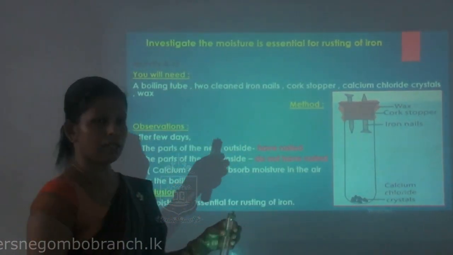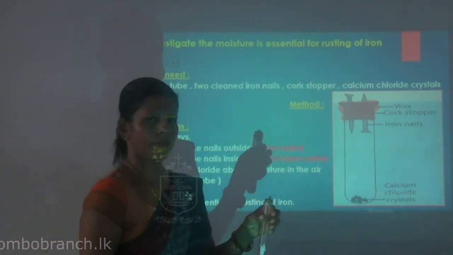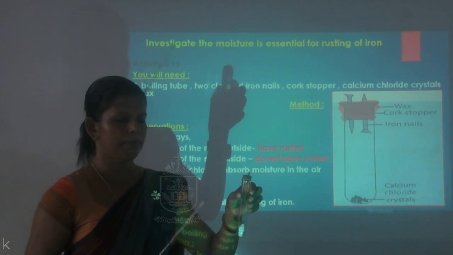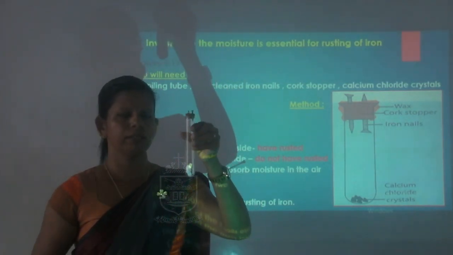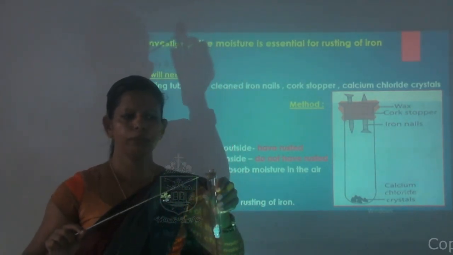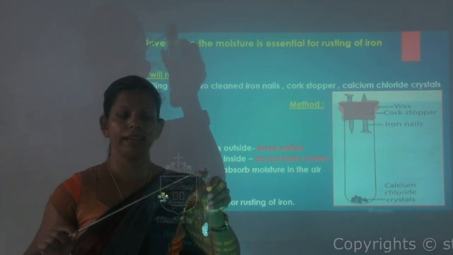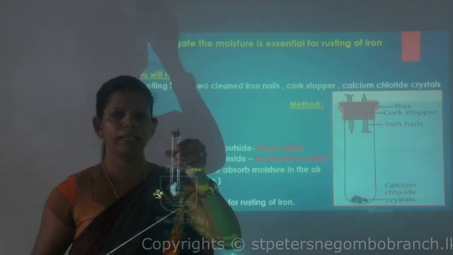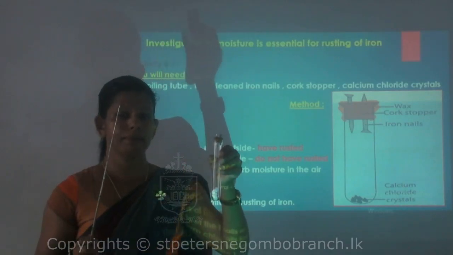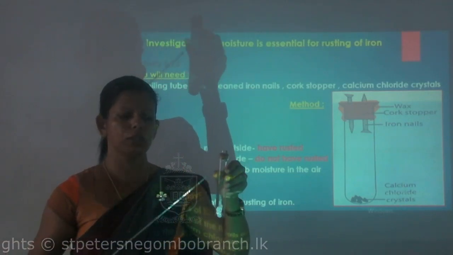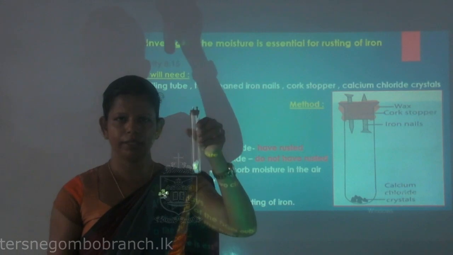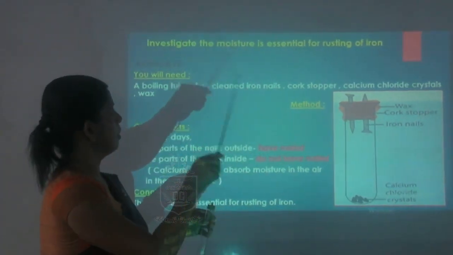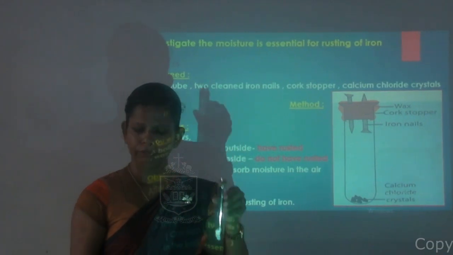The moisture is essential for rusting of iron. So my dear children, you have to remember, when you are doing that sort of setup, you have to put some amount of wax around the mouth of this boiling tube. Why? It acts as a barrier to prevent moisture from entering the boiling tube. So that is a practical that we can prove the moisture is essential for rusting of iron.